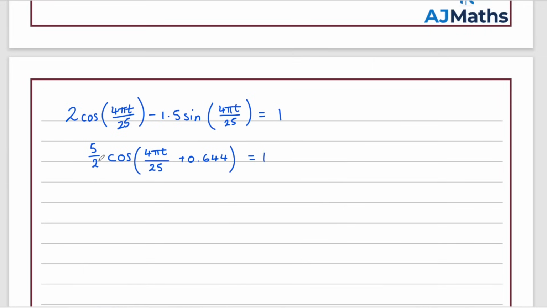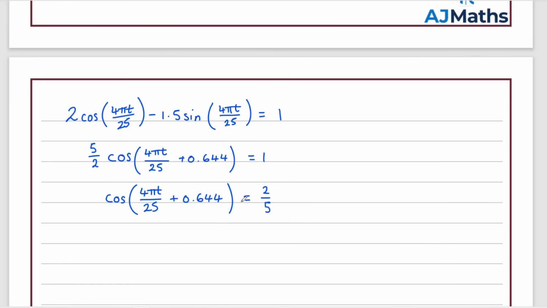So what we need to do now is divide both sides by this coefficient of 5 over 2. On the left hand side, we get left with cos of the argument, so 4 pi t over 25 plus 0.644. And that is equal then to 1 divided by 5 over 2. That's the same as taking 1 and timesing it by 2 over 5. So we get 2 over 5 there.